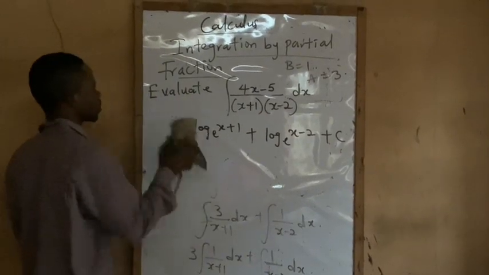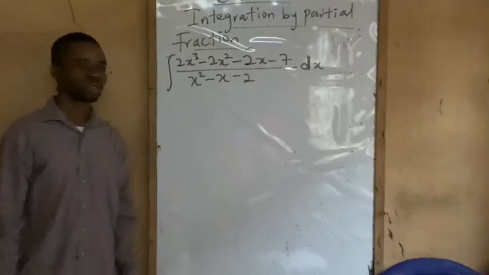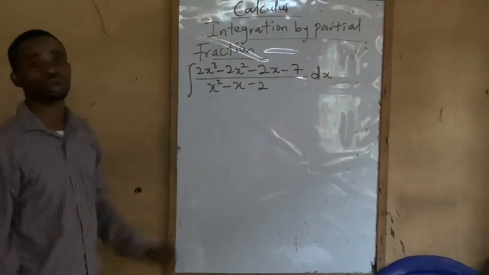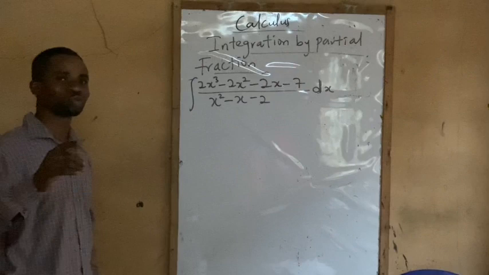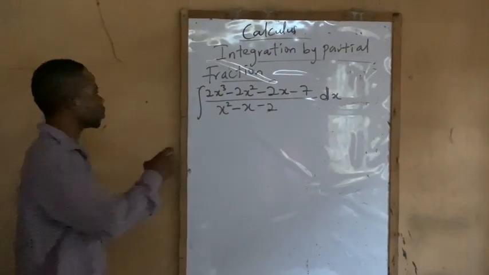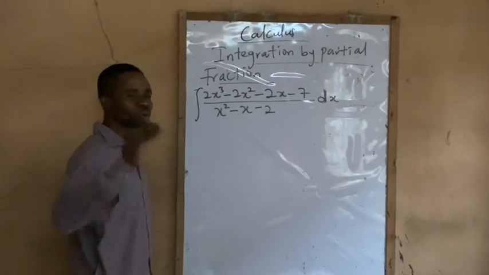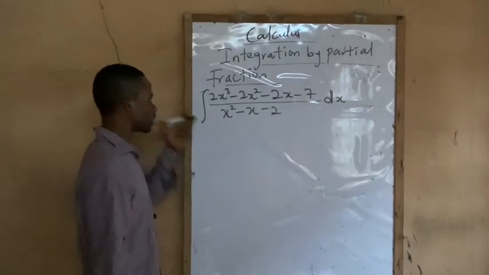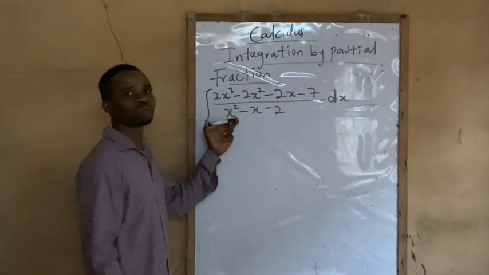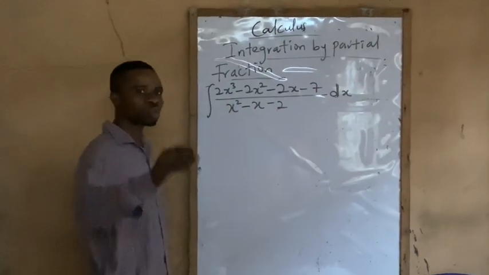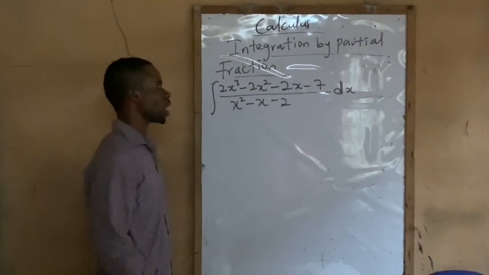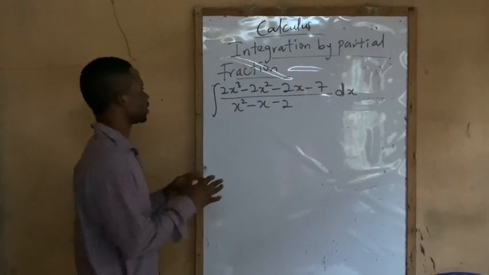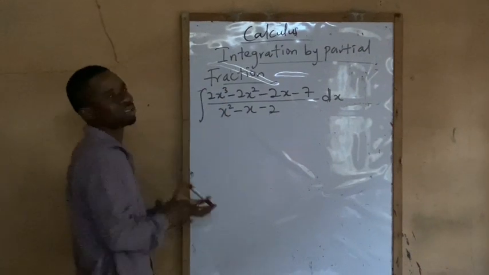Now let's take this. If you check, it's also integration by partial fractions. But according to the law of partial fractions, before you can say you are good to go, you must make sure that the denominator is greater than the numerator. But in this case, you will discover that the denominator is lesser, because our denominator has the highest power of square, while the numerator has the highest power of cube. That shows that the numerator here is greater than the denominator. Before we can do anything here, we have to do something so that the numerator is going to be lesser than the denominator.